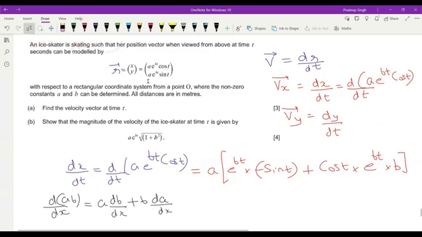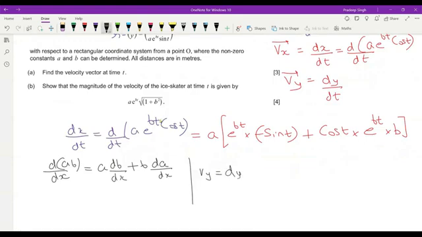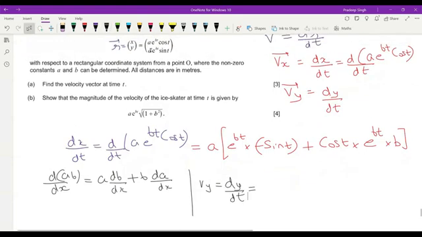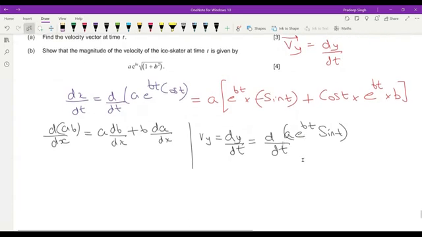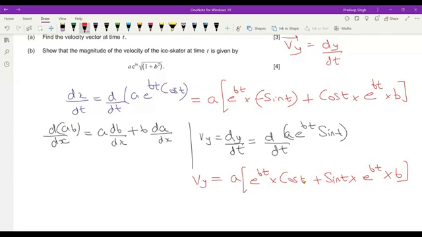Find the y component. Let's differentiate the y with respect to time. Vy equals dy by dt. The y component, as we can see, is this on the top. So we'll write d by dt of a e to the power bt into sin t. Like in the previous case, a is a constant. We will take that out of the derivative and let's use the product rule to differentiate. The first function here is e to the power bt multiplied by the derivative of sin t, which is cos t, plus the second function in this case is sin t multiplied by the derivative of e to the power bt, which will be e to the power bt multiplied by b. And that is the y component of the velocity.